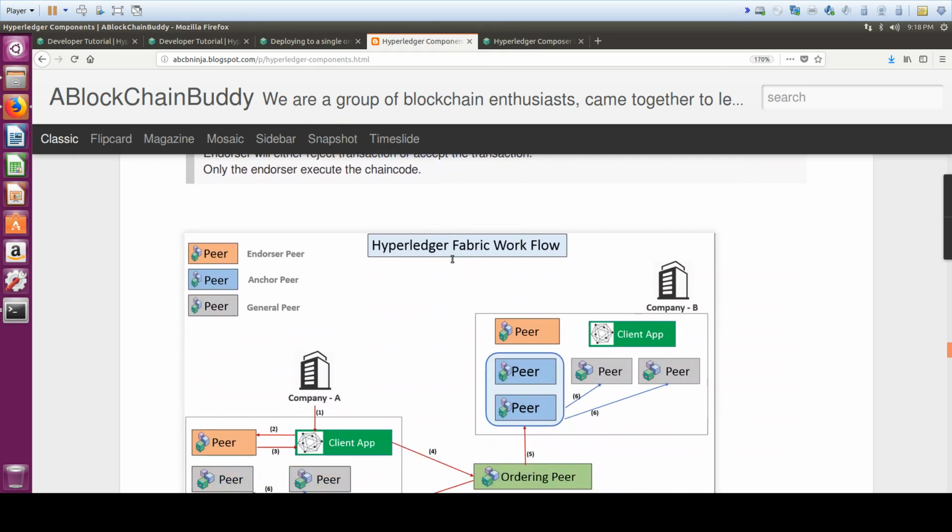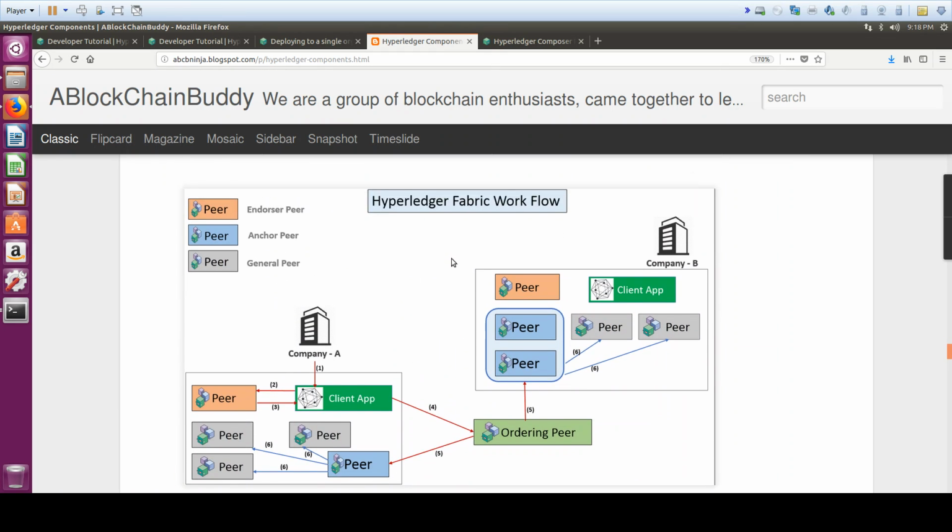Let's go back. Who is the anchor peer? So this is the anchor peer. This orderer creates a block and sends it to the anchor peer. So one block is created. It sends it to organization 1's anchor peer and organization 2's anchor peer. Organization A and organization B. Organization A has one anchor peer, organization 2 has an anchor peer.